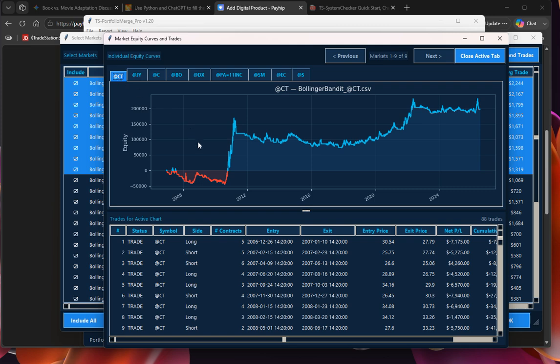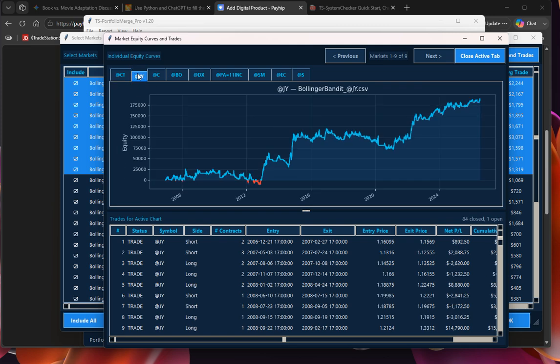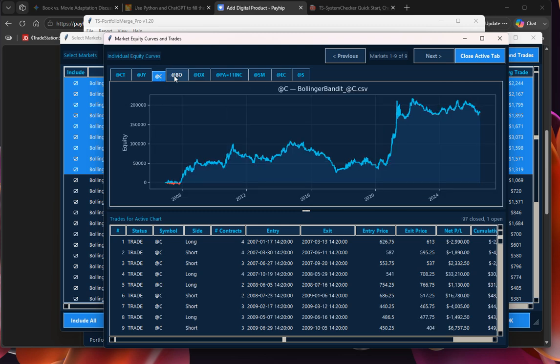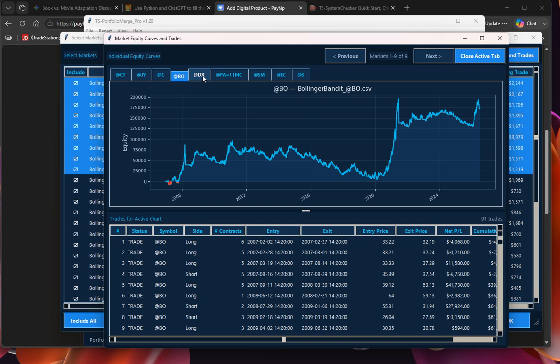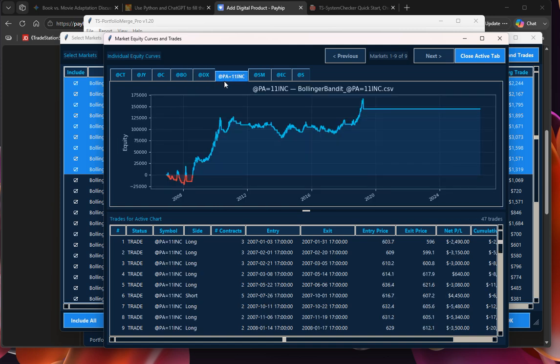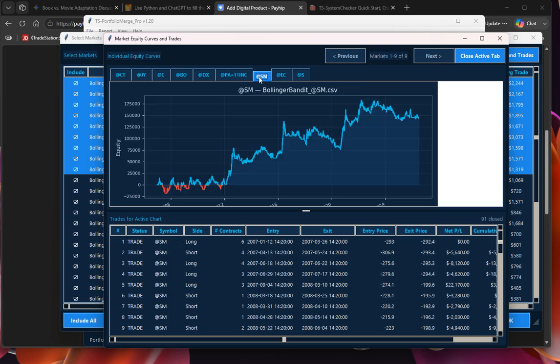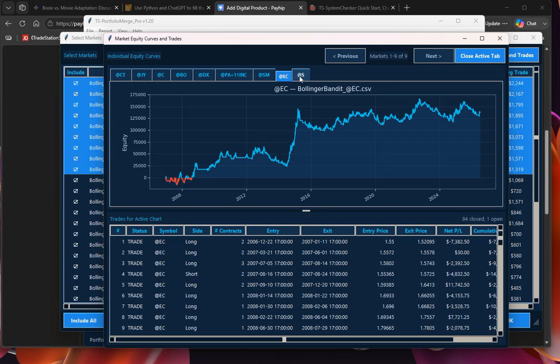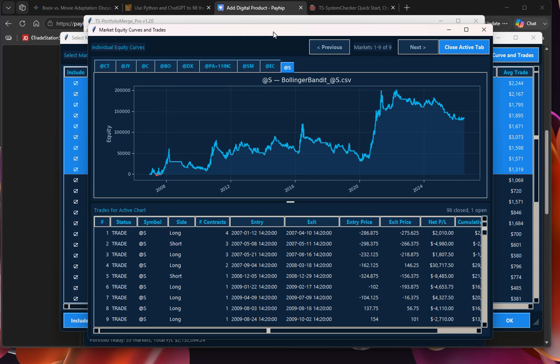There's the cotton, good looking equity curve. Yen, very good looking equity curve. Corn, flat more or less, but pretty good. Bean oil, dollar index. The palladium, it's flat because volatility has been too high. It just hasn't traded. Soy meal, euro currency, and soybeans. Now, that's cherry picked. We picked the best 9 markets based off of net P&L.